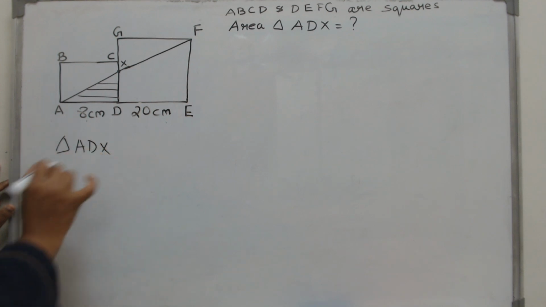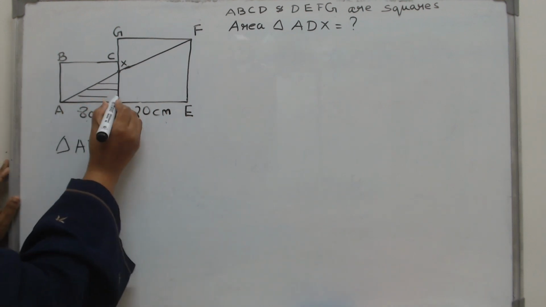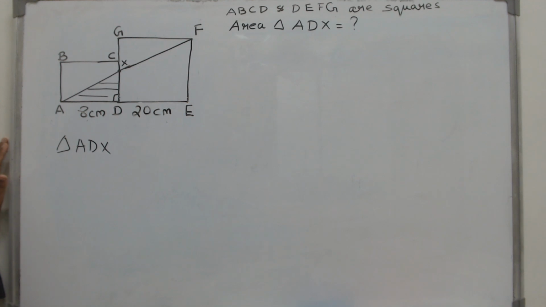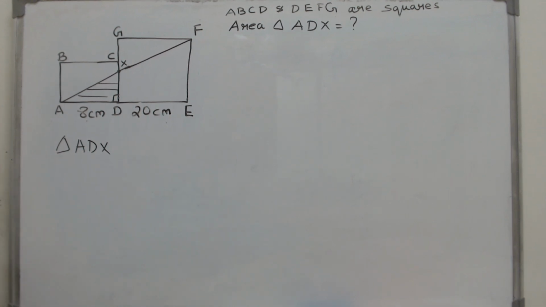Now ADX looks like an ordinary triangle, but what is it? It is actually a right triangle. Why is that? Because ABCD is a square and all the angles of a square are 90 degrees. So what we have here is a right triangle.